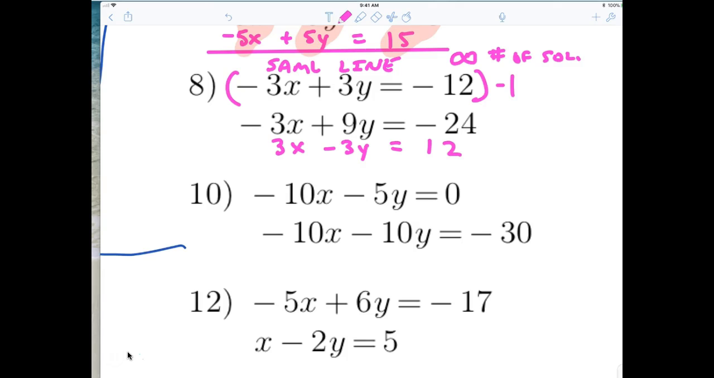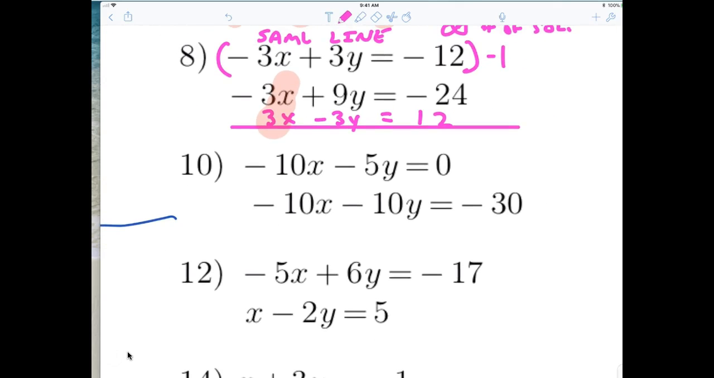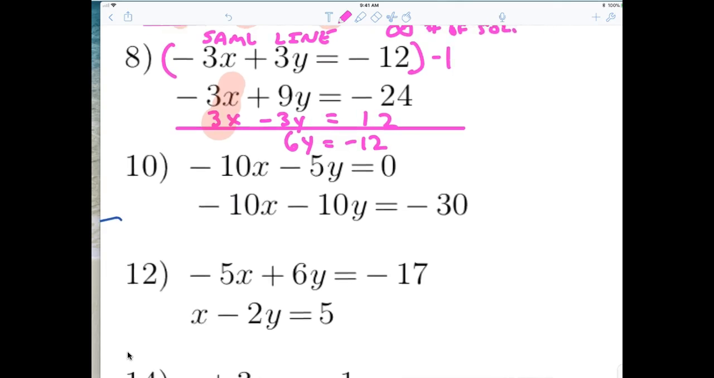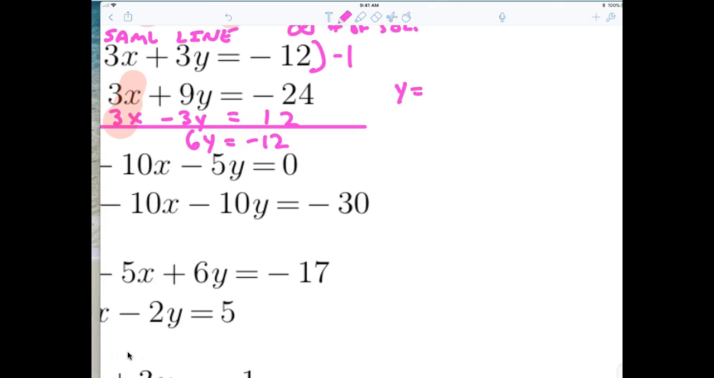I promise you it makes no difference. Now, I usually like to do the top one because then when I rewrite it, I don't have to rewrite both of them. Does that make sense? So now I can just draw the line right underneath this. And now I can say that the x's cancel. So I'm left with what? 6y equals negative 12. So y is equal to negative 2. Is everybody happy with that?